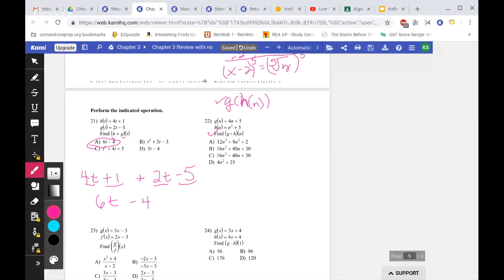So what this means is H defined at N, which is N squared plus 5, stuck inside G. So anywhere that there's an N in G, I'm going to stick this N squared plus 5 inside it. And now I'm going to distribute the 4. That's 4n squared plus 20 plus 5. Then I'm going to combine like terms, and it's 4n squared plus 25.